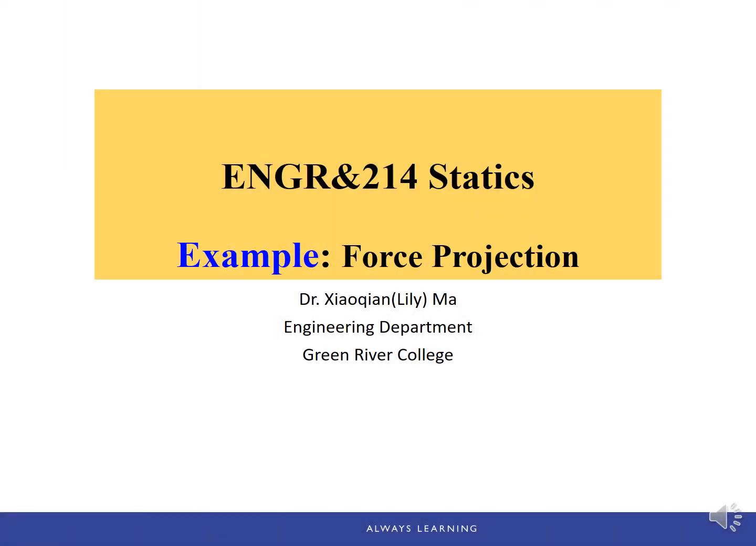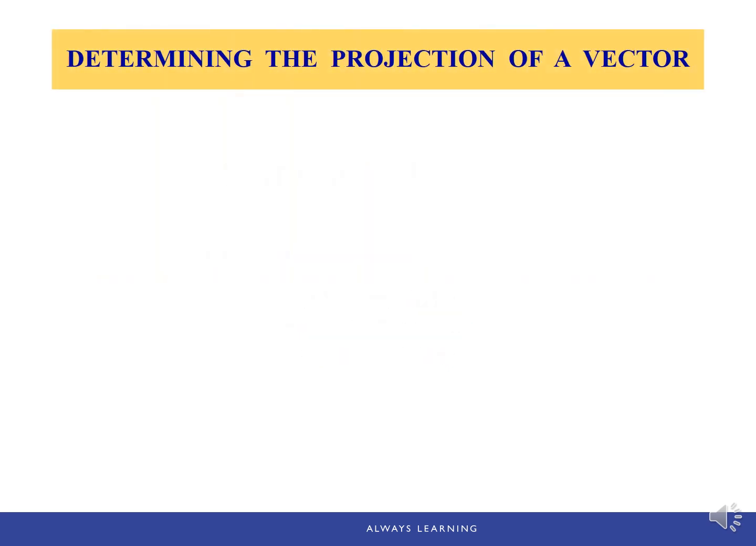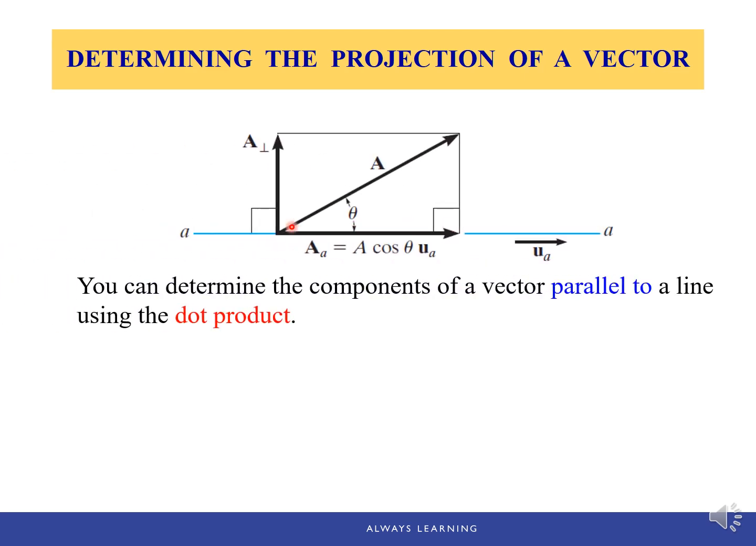In this video, we're going to see a couple of examples to determine the projection of a vector, or to find the component of a vector in a given direction. This direction may be an arbitrary direction, not necessarily the x, y, or z direction. To find the projection of a vector in a given direction, we can use the dot product.